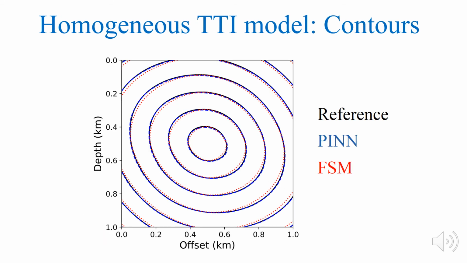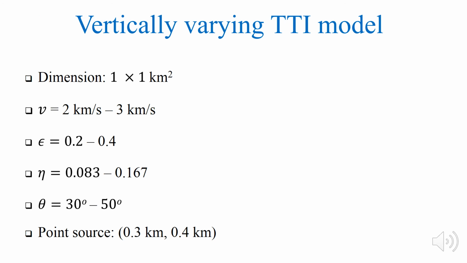Now if we plot these travel time contours, in black is the reference solution, in blue is the physics-informed neural network solution, and in dotted red is the fast sweeping solution. You can clearly see that in the direction orthogonal to the symmetry axis, there is a large amount of error in the fast sweeping solution, as we saw in the previous slide. All right, so this was just a homogeneous TTI model. Let's see how the PINN algorithm performs on more complicated models.